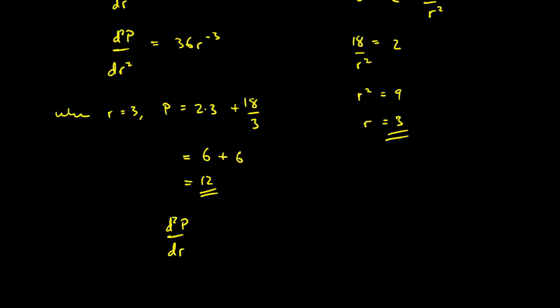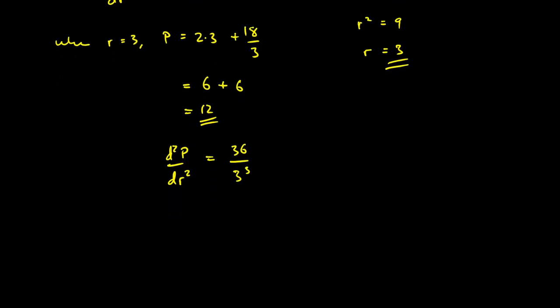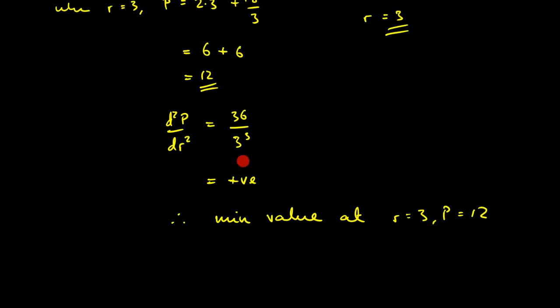So d2p/dr squared is equal to 36 upon 3 cubed. It doesn't really matter what value that is. The key thing is that it is a positive number. And since it is positive, therefore we have a minimum value at r is equal to 3 and p is equal to 12. The second derivative is used to determine whether we've got a maximum or a minimum. If the second derivative is negative, we have a maximum. If it's positive, we have a minimum.